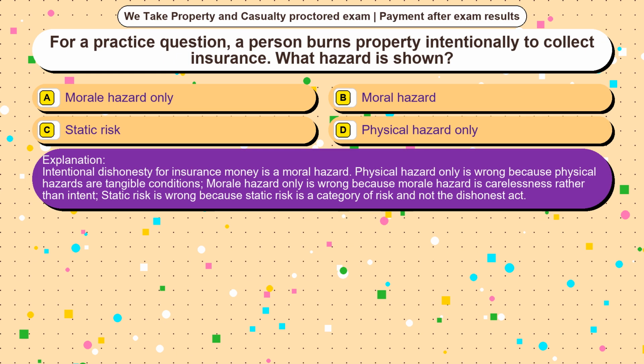Physical hazard only is wrong because physical hazards are tangible conditions. Morale hazard only is wrong because morale hazard is carelessness rather than intent. Static risk is wrong because static risk is a category of risk and not the dishonest act.